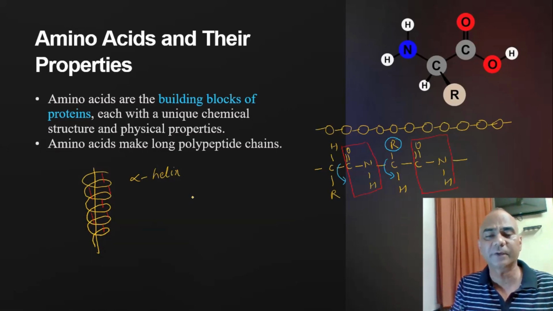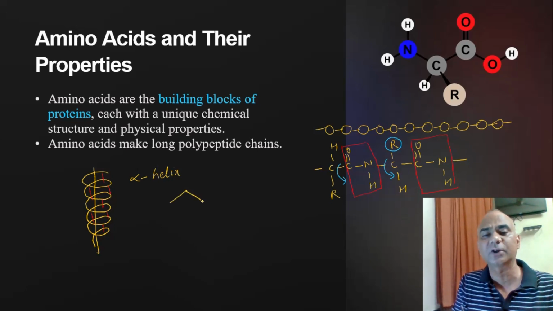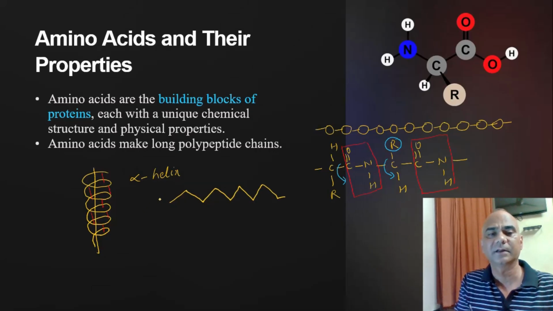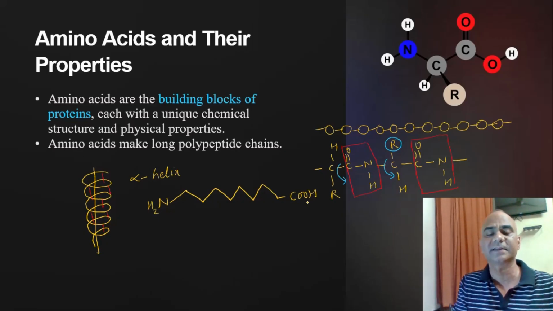And now what is the difference between the alpha helix and the beta pleated sheet? First of all, I want to explain to you that the polypeptide chains are arranged on a plane in the zigzag manner. Just as I am making this figure, this is the N terminus of the polypeptide chain, NH2, and the other end is the carboxyl group. This is called as the C terminus.